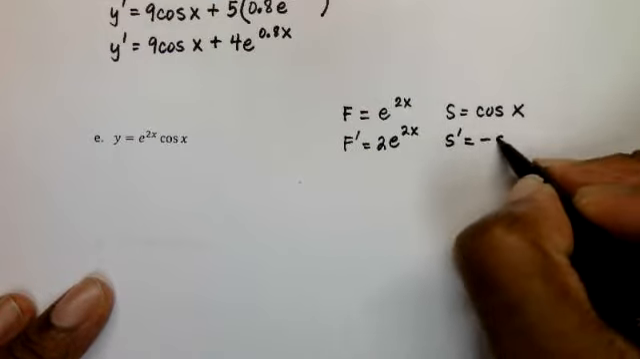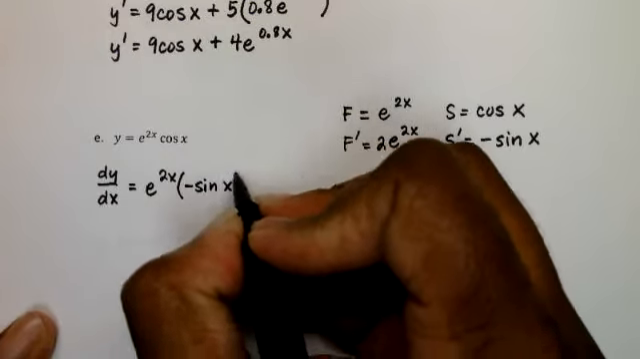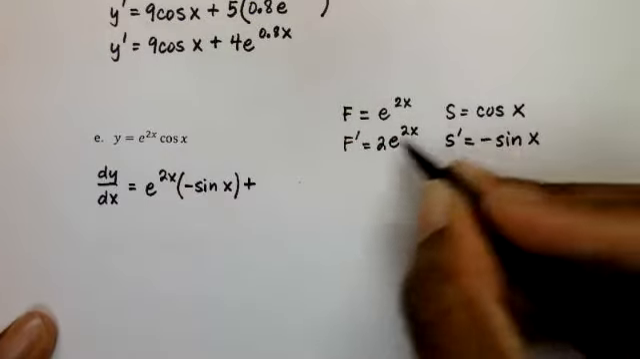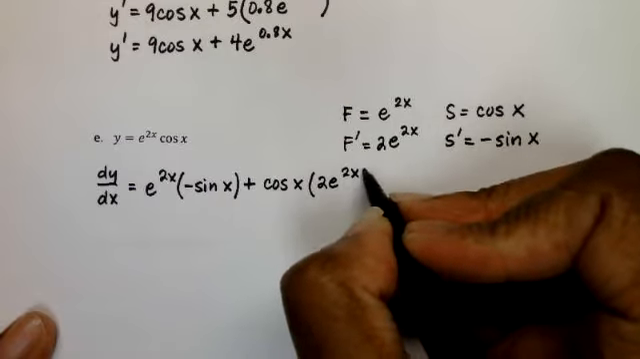So to find the derivative, we just simply do first times the derivative of the second. The first is e to the 2x times the derivative of the second, that's negative sine of x, plus the second times the derivative of the first, the cosine x times the derivative of the first, which was 2e to the 2x.